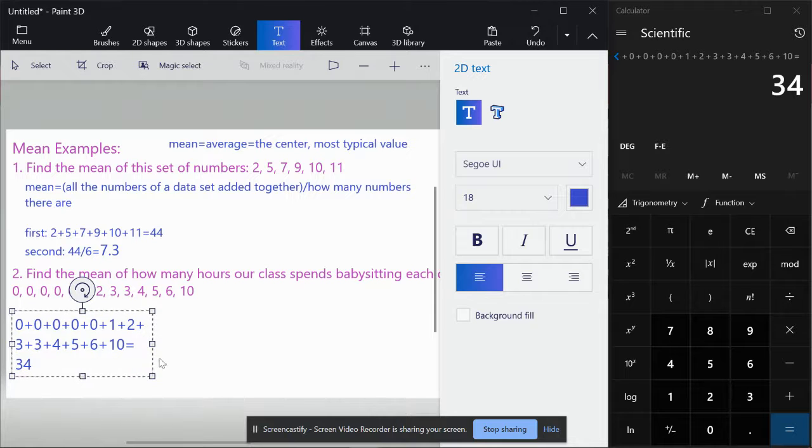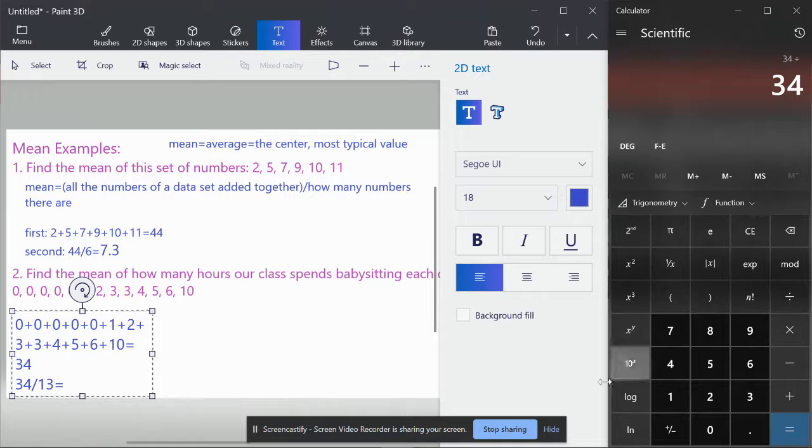And then what we have to do next is do 34 divided by how many numbers we have total. So we have 1, 2, 3, 4, 5, 6, 7, 8, 9, 10, 11, 12, 13 numbers total. So we'll do 34 divided by 13, and that equals 2.6153 and a bunch of other numbers. So again, we're going to round to just 2.6.